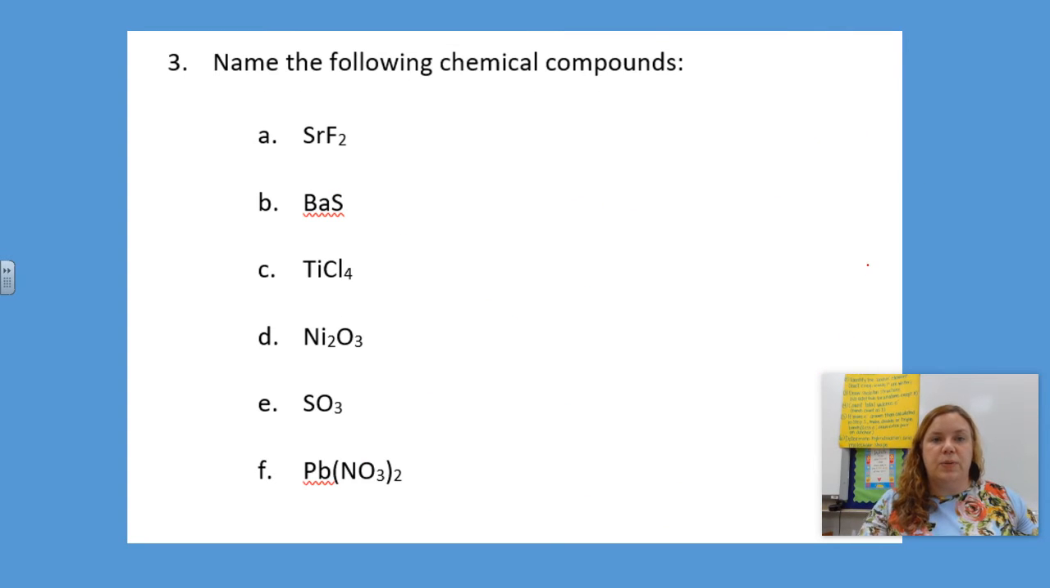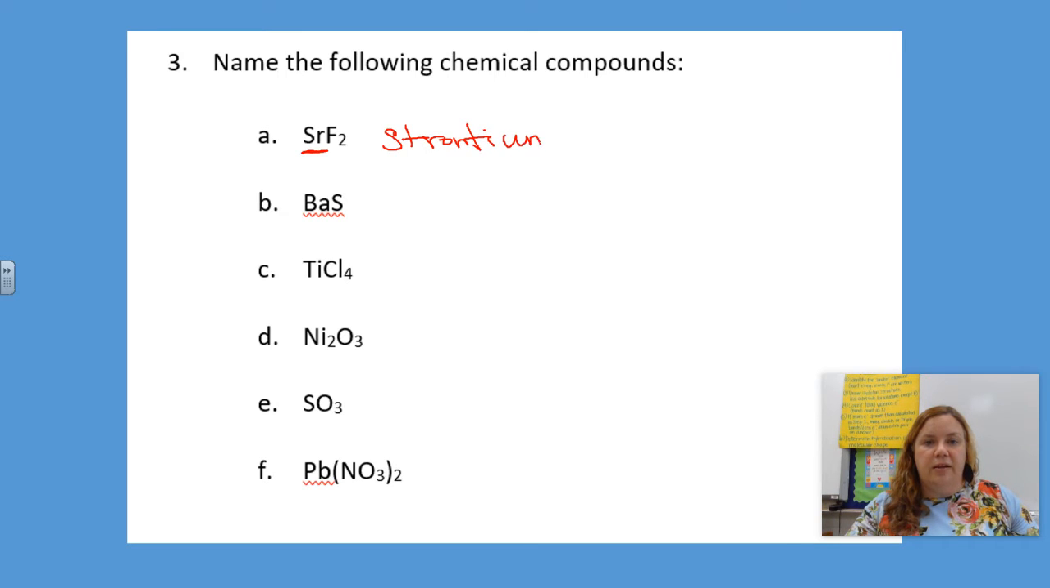Let's go on to the next ones. We're just going to name the following compounds here. So let's look at A. We've got strontium, so it's ionic. So we're just going to say strontium and fluorine. We want to change to fluoride because with being ionic, we just use ide. Strontium fluoride. No need for Roman numerals.